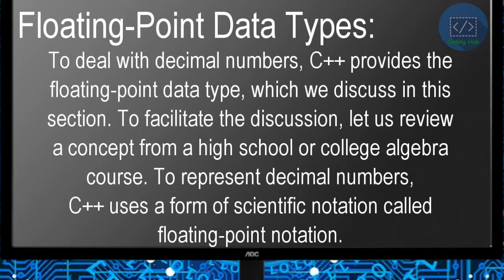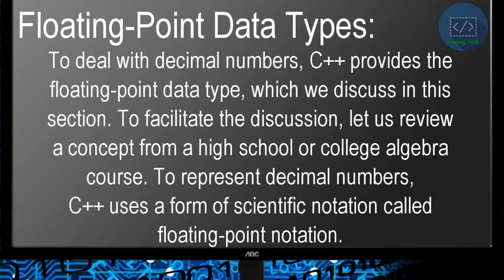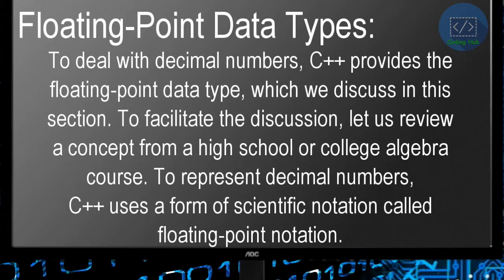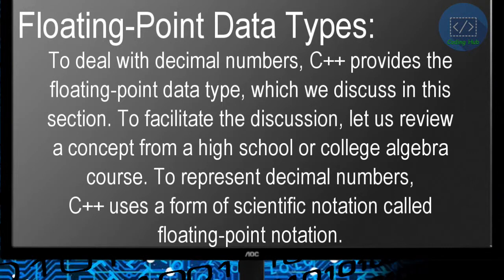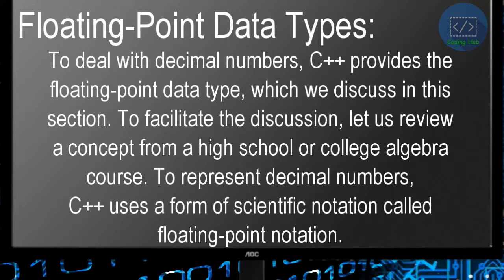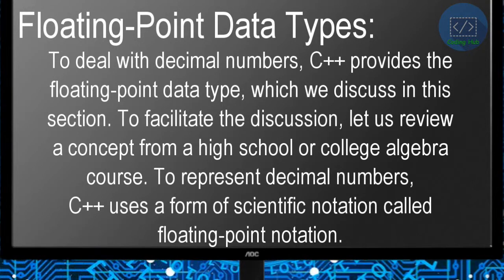Floating point data types. To deal with decimal numbers, C++ provides the floating point data type, which we discuss in this section. To facilitate the discussion, let us review a concept from a high school or college algebra course. To represent decimal numbers, C++ uses a form of scientific notation called floating point notation.